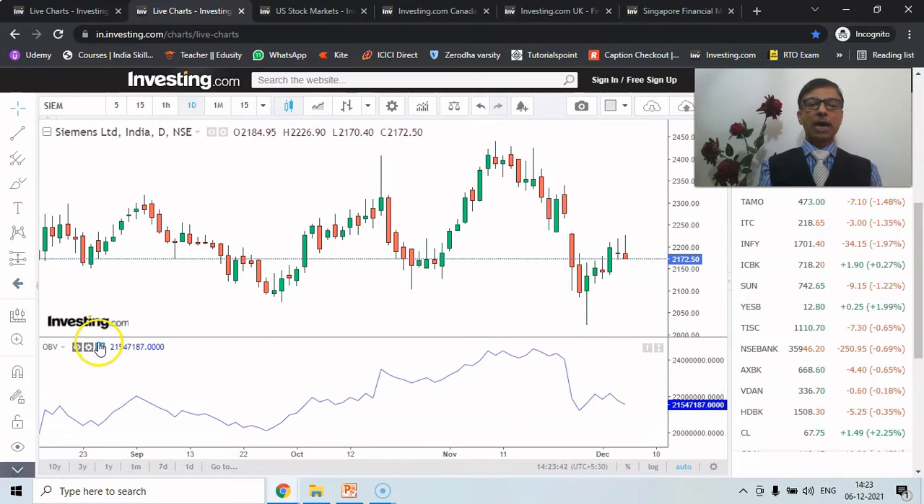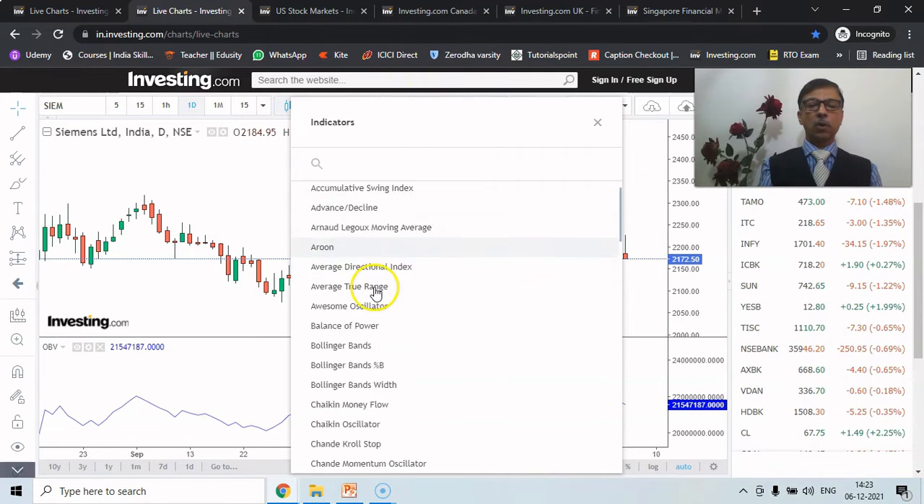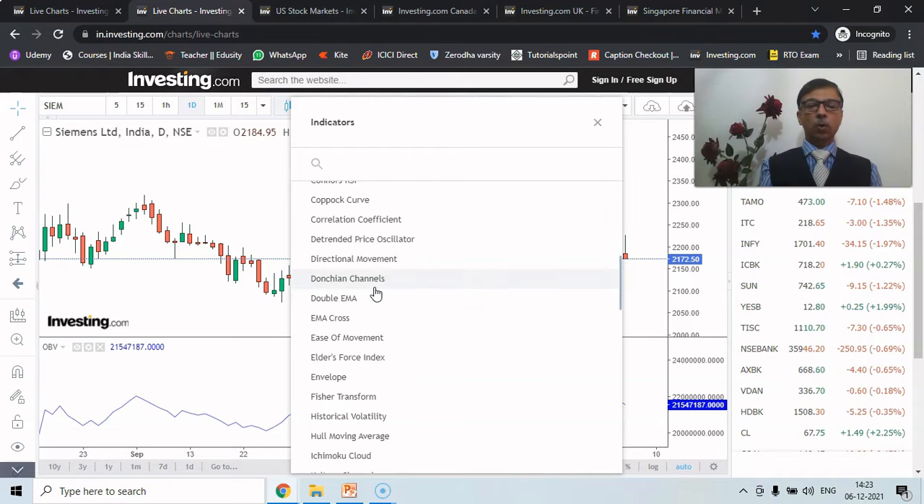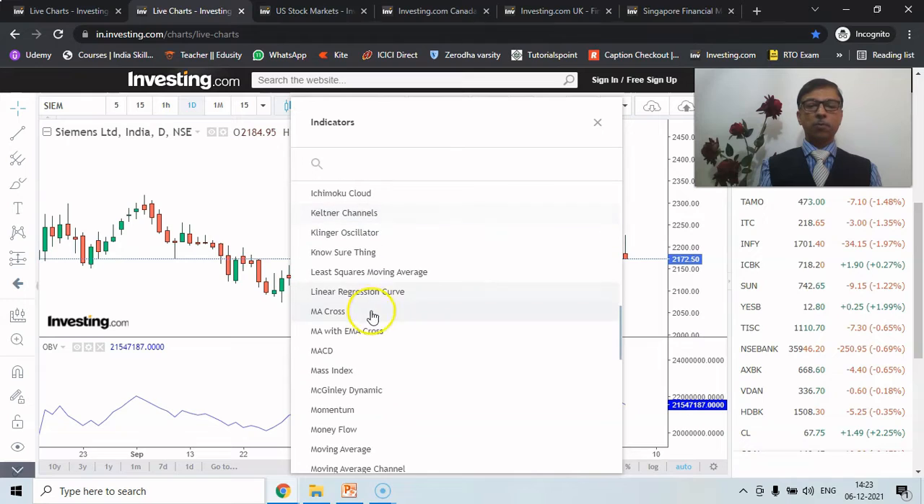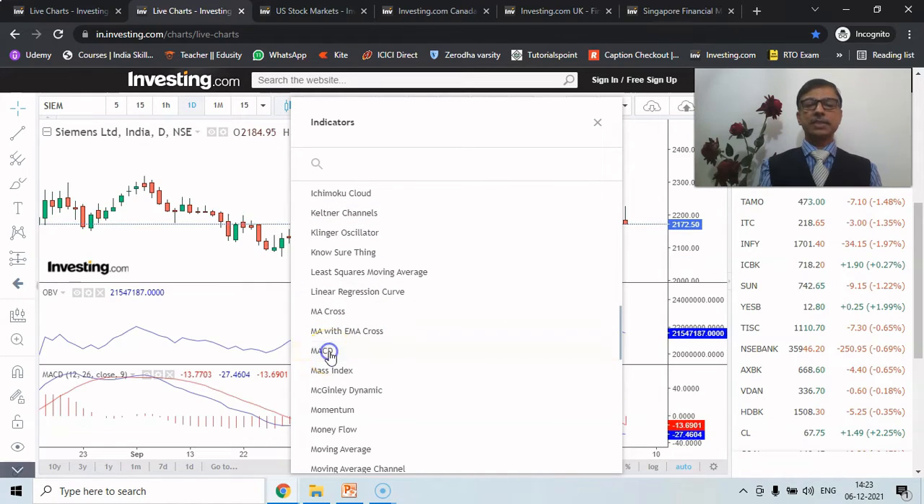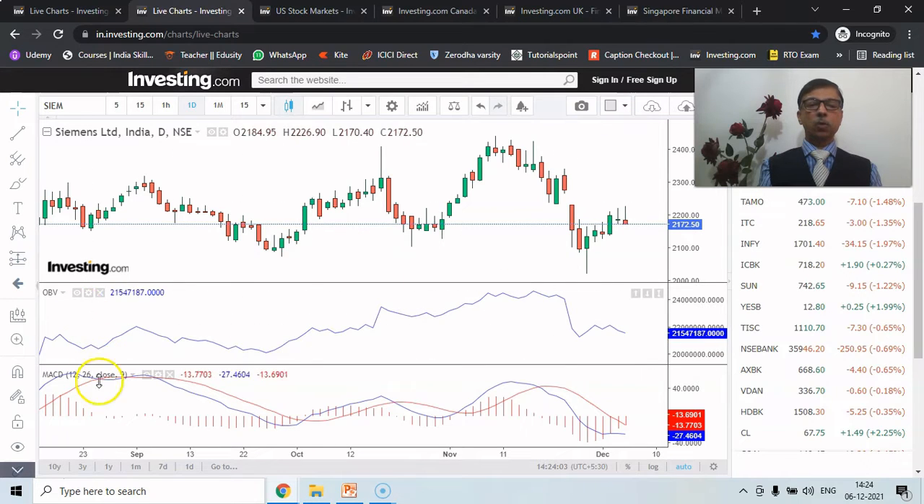Now, if you want to have one more indicator below this, then again you can go here, click on this, go to the drop down menu. Let us select one more. Which one do we select now? Let us select probably MACD, that is moving average convergence divergence. The moment I click this, this also will come below the first indicator. So now you have the candlestick chart in front of you and you have two indicators below that. You can study that now.